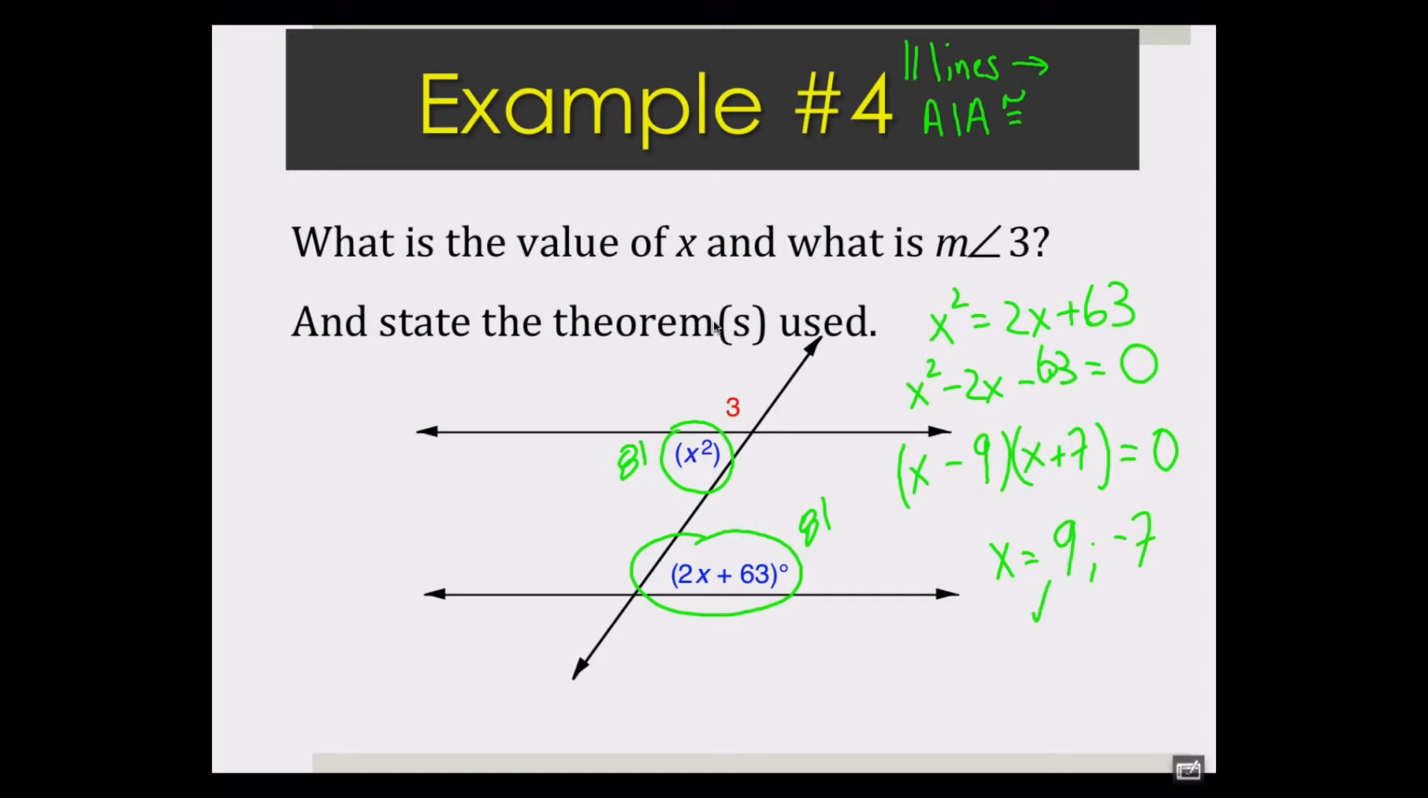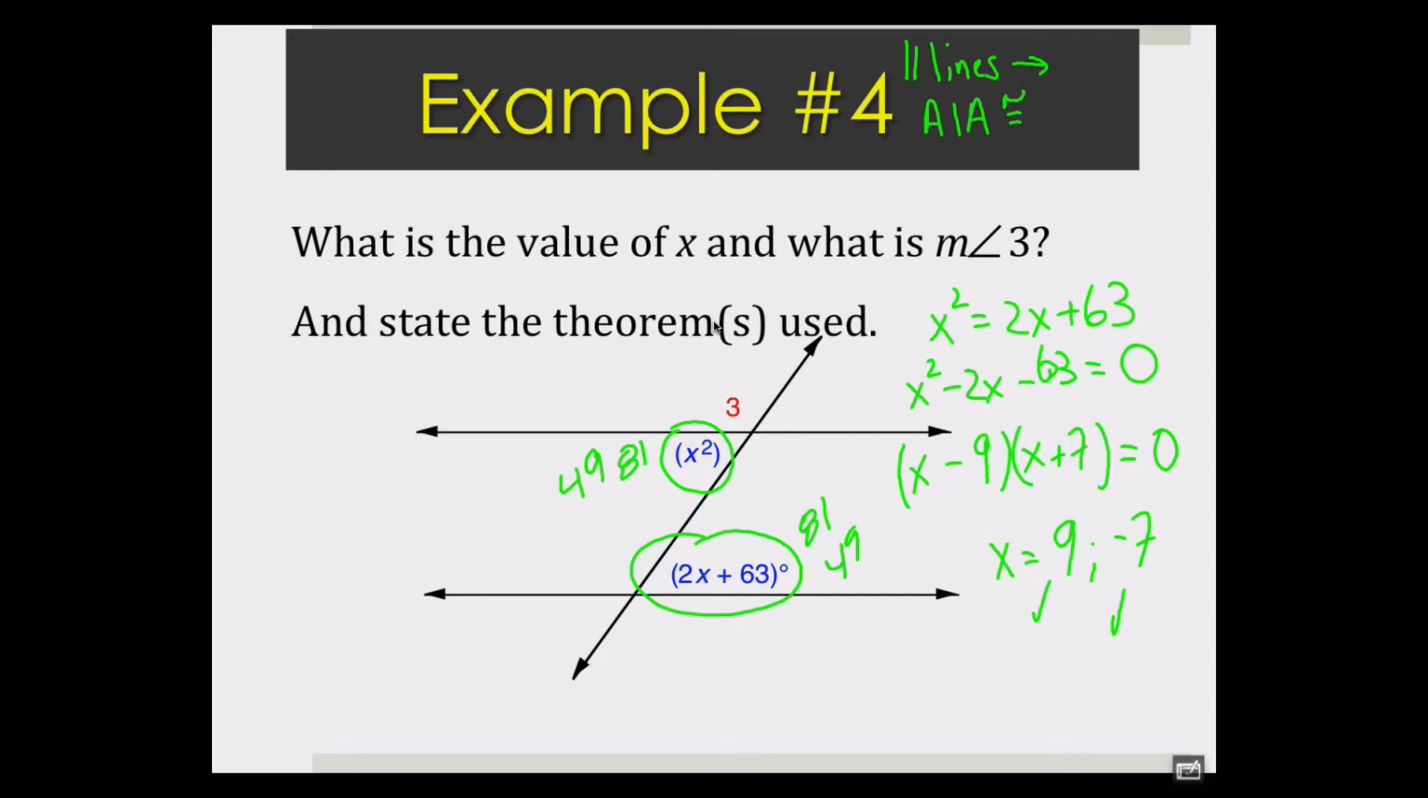Well, what's negative 7 squared? 49. 2 times negative 7 is? Negative 14 plus 63. 49. Woohoo! 2 answers, both work. And again, don't exclude the negative answer just because it's negative.